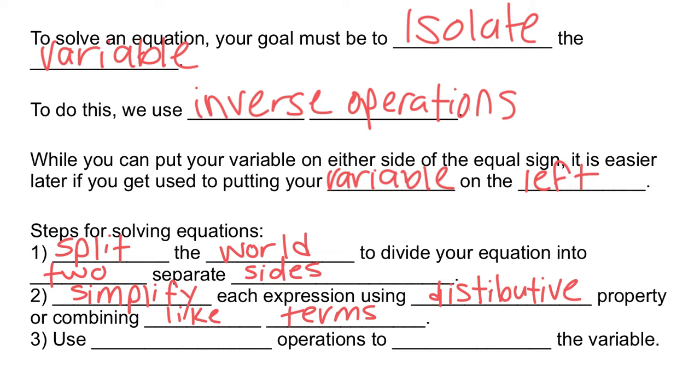Then, once you've got it fully simplified, you'll be down to 1 or 2 terms on each side. One could have an x and one not. If you've got more than 2 terms, you've not simplified it all the way. But once you get it fully simplified, then you're going to use your inverse operations to solve, to isolate the variable.